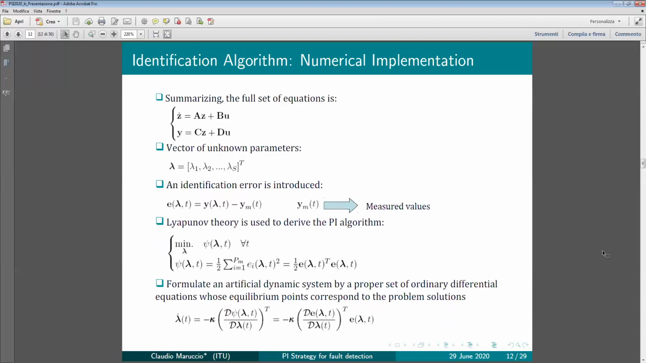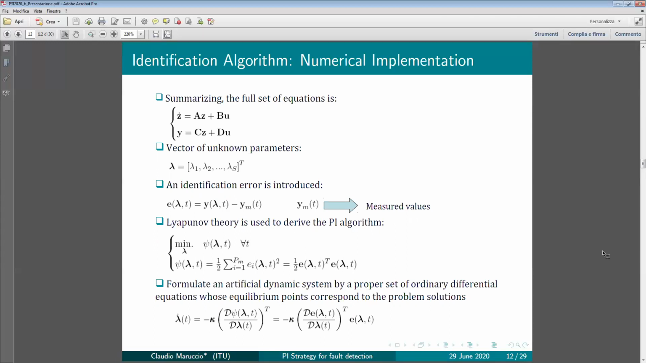In these slides the numerical implementation is briefly discussed. The unknown parameters vector is given by lambda. An identification error vector is introduced through the difference between the system response y vector and the values of the system response measured experimentally.